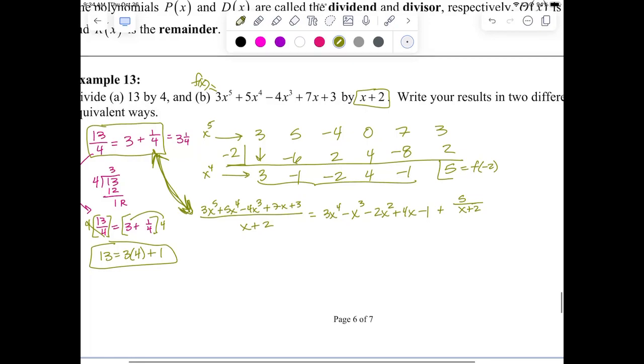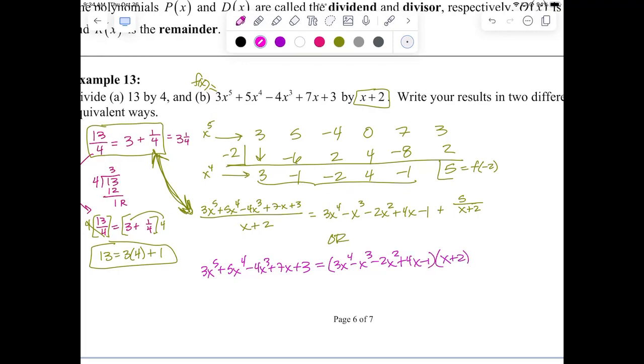Now, if I multiply both sides by x plus 2, I can change the sentence structure a little bit, get the exact same meaning. It's going to divide out on the left, and I can have 3x to the 5th plus 5x to the 4th minus 4x cubed plus 7x plus 3. That polynomial by itself is going to equal the 3x to the 4th quotient minus x cubed minus 2x squared plus 4x minus 1 times the x plus 2. And now it's just plus the remainder. That lines up with this type of sentence. I just multiplied both sides by x plus 2.